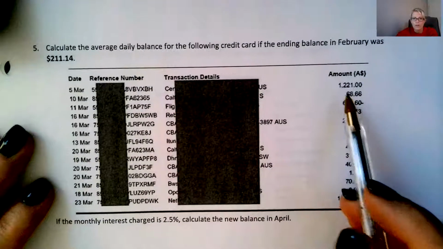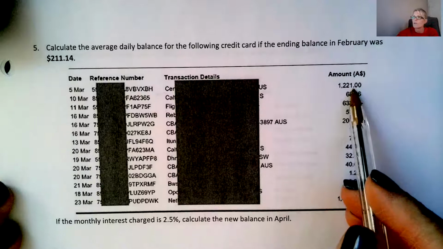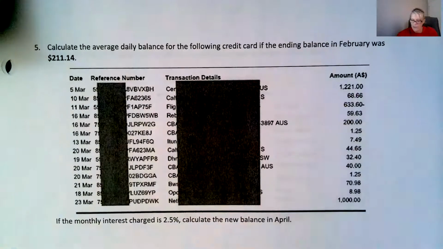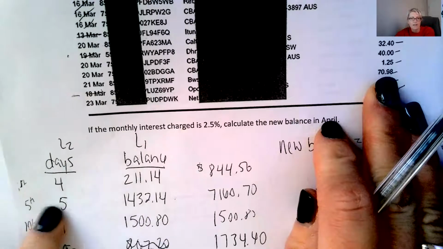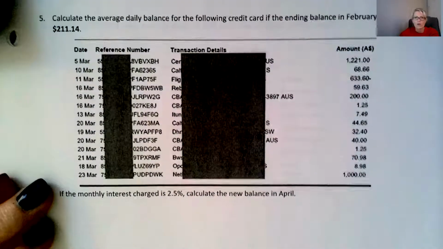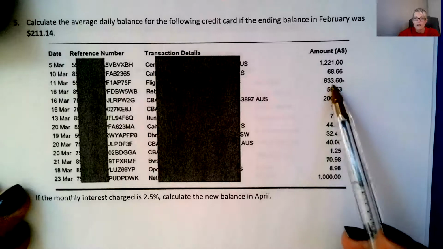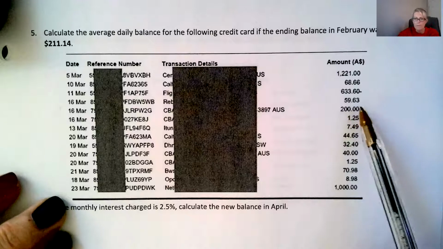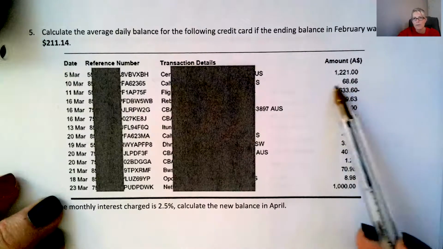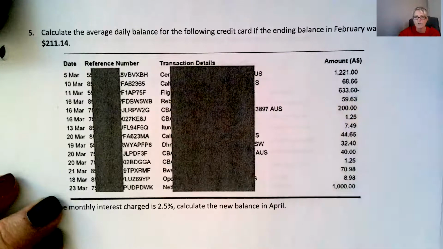$211.14 we had for 4 days. And then we made a purchase of $12.21. And so our new balance is going to be $1,432.14. And that's for 5 days. So what I did was you should go through and find your totals, daily totals, and then we'll figure out how many days in between each one, just like we did in the book. Remembering on this one, on March 11th, again, you're subtracting $633.60 because you made a payment.